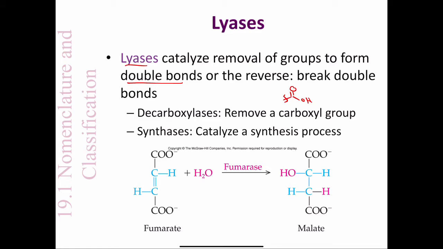So if we take a look at this lyase, fumarase, so here's our enzyme, we have fumarate, and here's our double bond in the molecule. And what are we doing? We're catalyzing the addition to that double bond, and we're adding water to it. So we're taking fumarate, which has a double bond, and we're converting it to malate. So in this case, we're breaking a double bond, and we're adding something to it. So fumarase is a lyase.